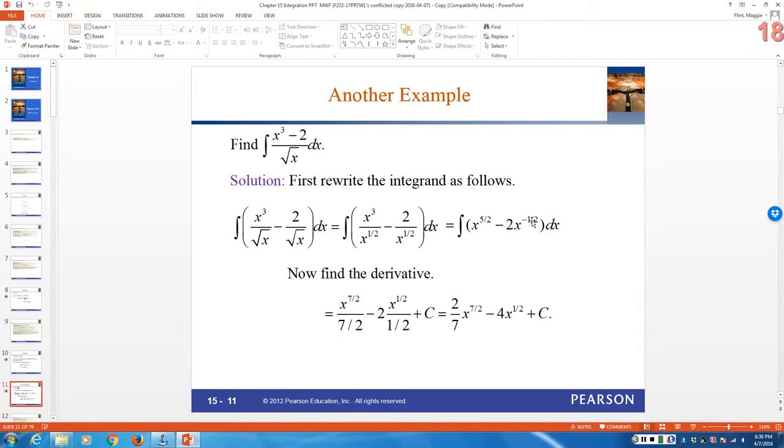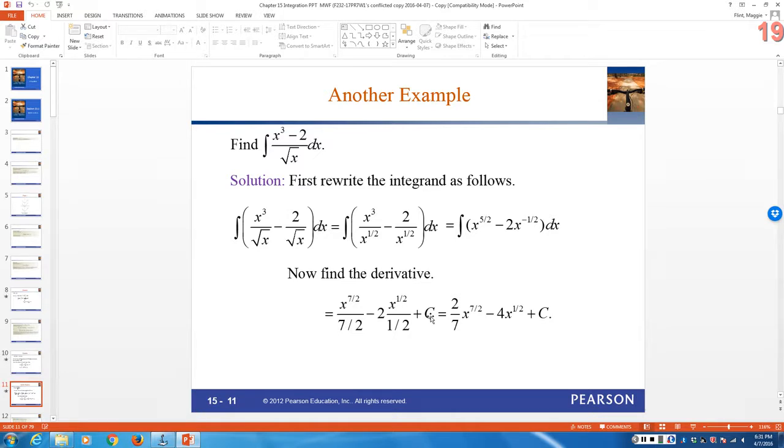Negative 1/2 plus 1 is positive 1/2. And then you divide this one by 1/2. And then you add on your constant of integration. And once you add the constant of integration, actually you could stop right there where I've left my cursor. You could stop without going to that final step.